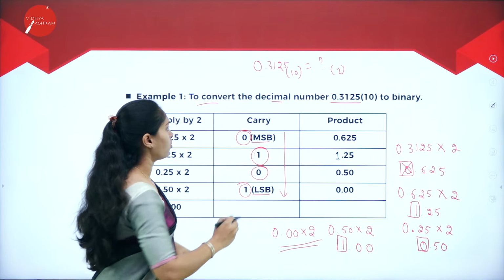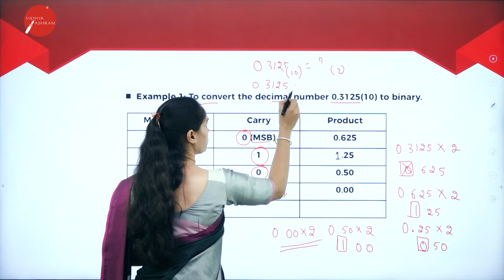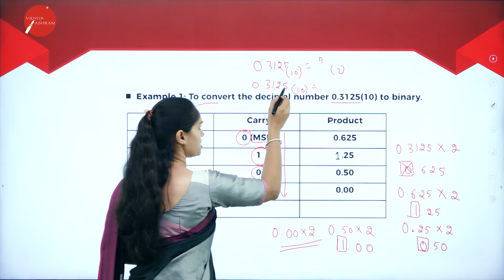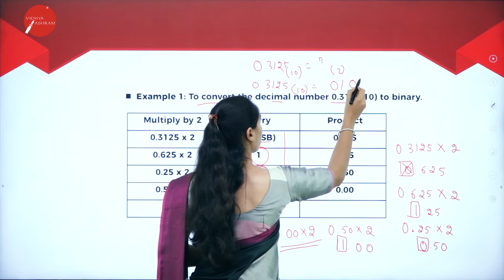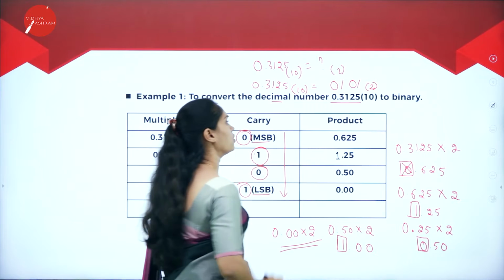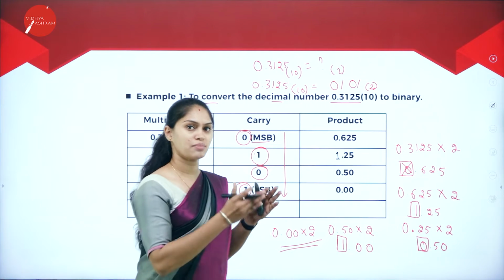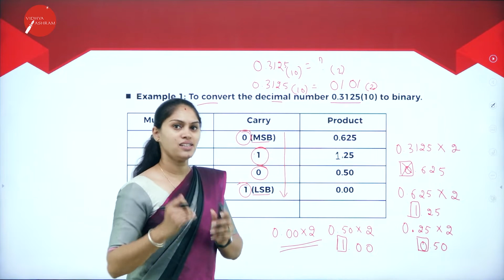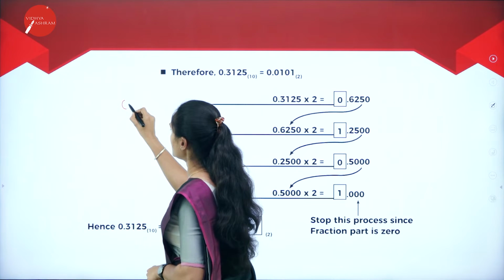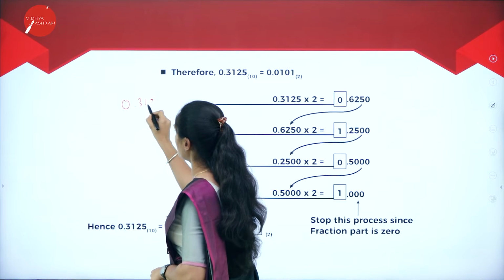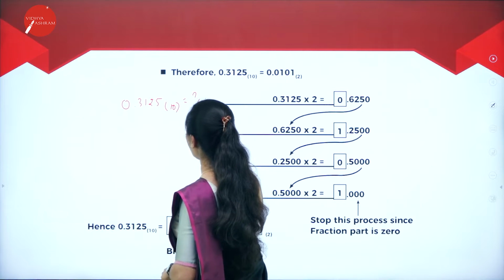Then this decimal fraction 0.3125 is equal to what? 0101, which is a binary value of base 2. Okay, this is how we find the binary number system equivalent of a decimal fraction. So here you can see what the number was. That is 0.3125, which is of base 10, to be converted into a binary value.